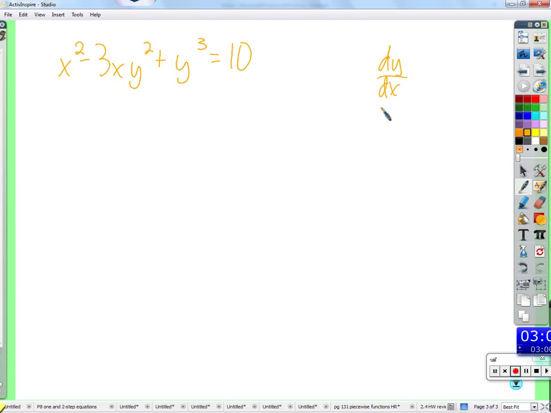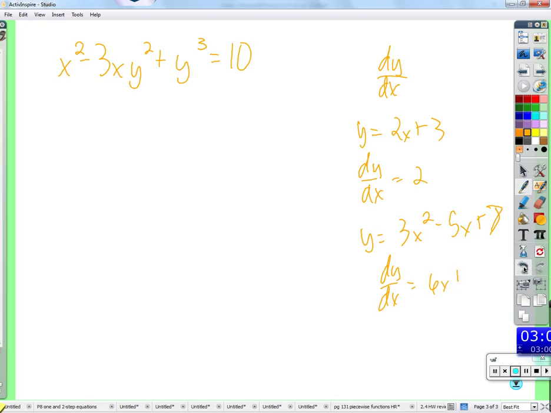Dy dx. Right? That's almost synonymous with, it's almost a euphemism for the derivative. When you see that, you think the derivative. I hope you do. By this point, dy dx, the derivative. Well, that's just the derivative of the function y with respect to x. Okay? Now, if y is some function of x that is explicitly stated, like 2x plus 3, dy dx is 2. If y is explicitly stated as 3x squared minus 5x plus 7, then I can find dy dx directly: 6x minus 5.